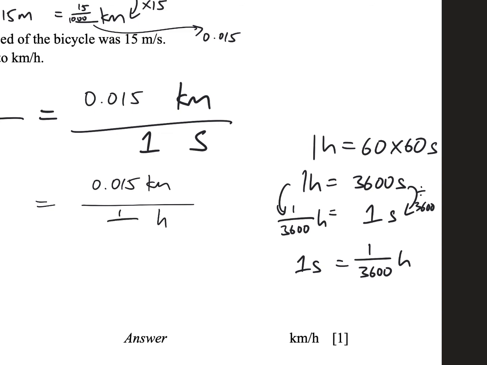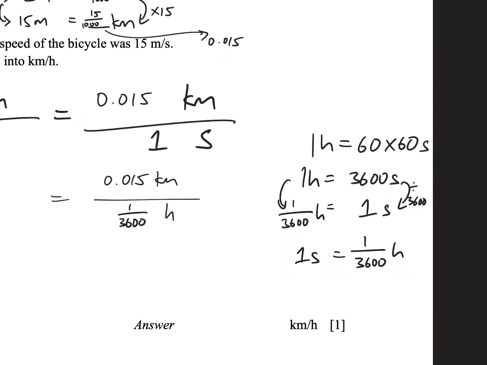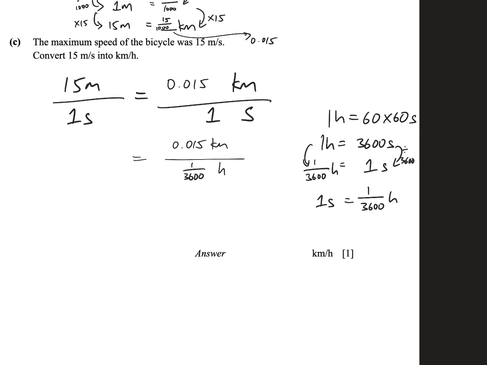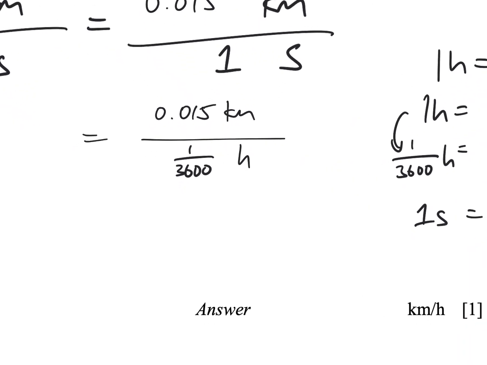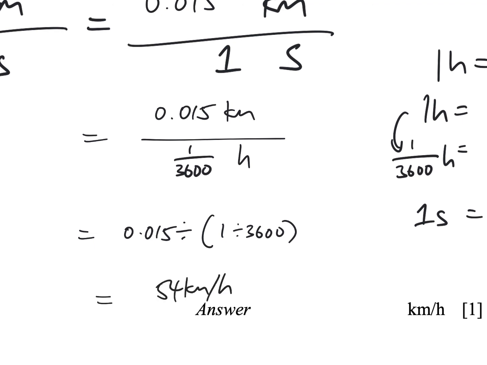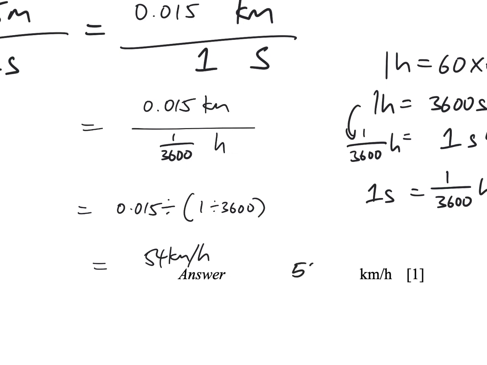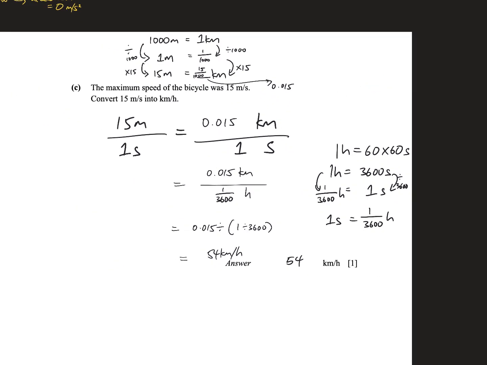So let's just key that in, hours. And I didn't convert to decimal because it's quite an ugly recurring decimal. What I prefer to do is just key this into my calculator. Or if you prefer, you can key something like this, divided by, and then put a bracket, 1 divided by 3,600. So the calculator knows to do this part first, because you must do this part first, and then it takes this divided by this. And if you key that into your calculator, what you'll get is 54 km per hour. There you go.